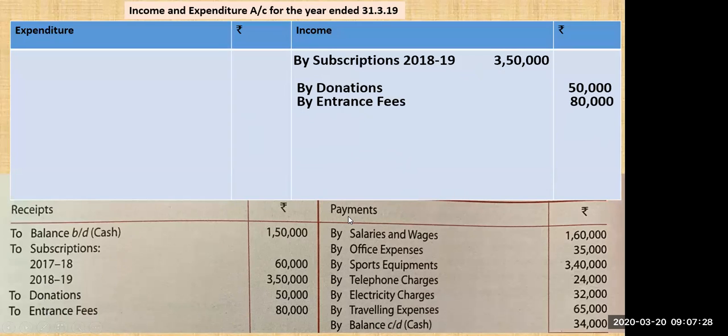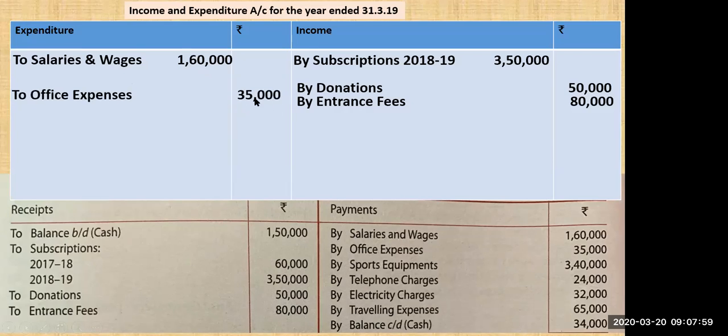Now come to the payment side. You have been given by salaries and wages. So this is your normal expenditure. It will be shown on the debit side of the expenditure account. To salaries and wages, 1,60,000. Now there is an adjustment with this, so I have written this 160 in the inner column. Is it clear? First, you will complete all the receipt side and all the payment side. If there is any adjustment, you have to leave one line after that. Now, next one is office expenses. I have written in the outer column because there is no adjustment with it. This is your normal expense.